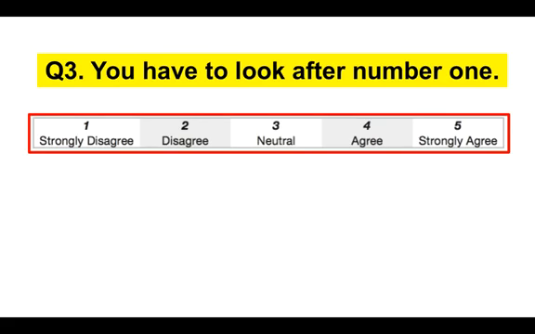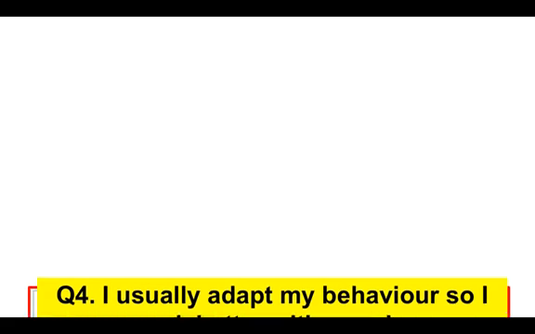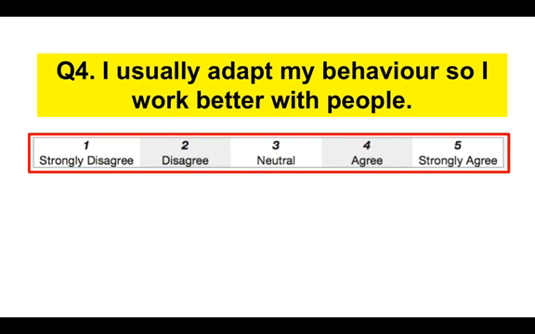Number 3, and don't forget to tell me how you would answer these in the comment section below. You have to look after number 1. So that's basically saying you've got to look after yourself. I would strongly disagree, because the employer is looking for people who will put the team first, who will put the organisational needs above their own. There is no I in team. So you have to look after number 1. Strongly disagree.